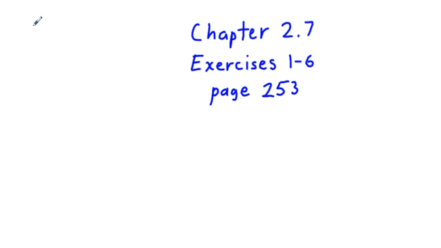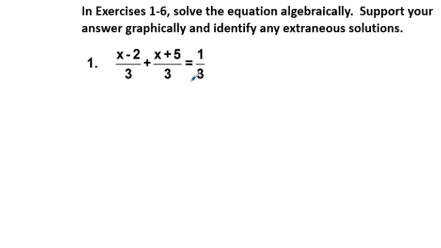Chapter 2.7, exercises 1 through 6. Section 2.7 has to do with solving rational equations, which are equations with a fraction, rational meaning fractional. Here we have exercises 1 through 6: solve the equation algebraically, support your answer graphically, and identify any extraneous solutions. So we have three steps here: algebraically, support graphically, and identify extraneous. We're going to understand what extraneous means.